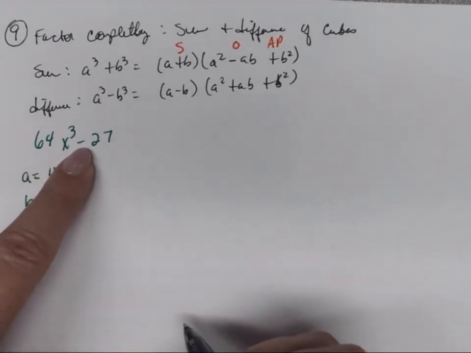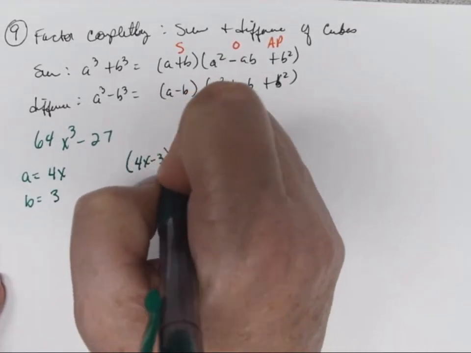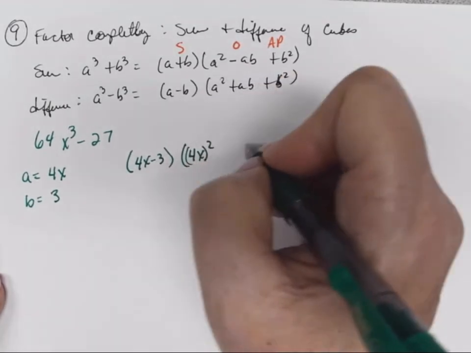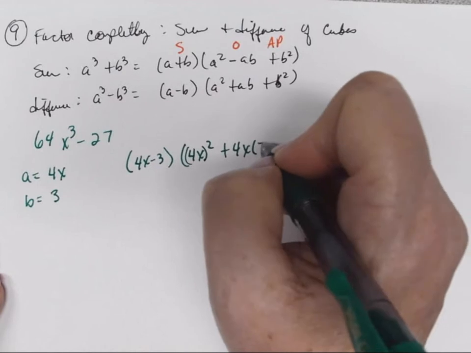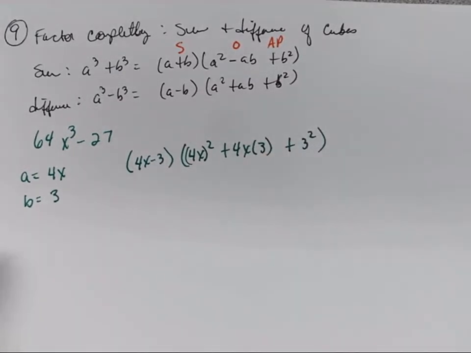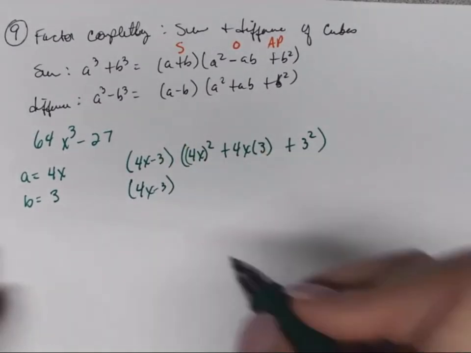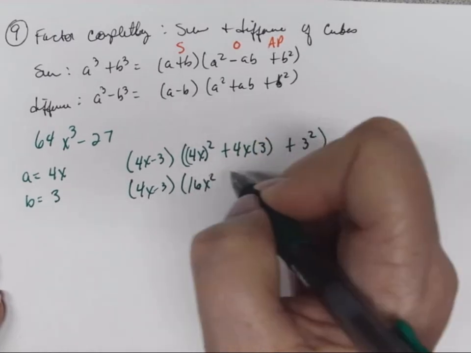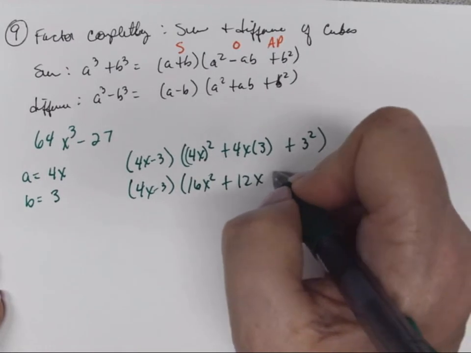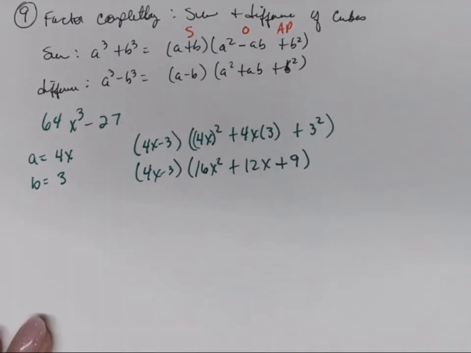Because this is a difference, I'm going to use that formula. And I'll have 4x minus 3 times 4x squared plus 4x times 3 plus 3 squared. So let's simplify this a little bit. 4x minus 3, 4x squared will get me 16x squared. 4x times 3 is 12x, and 3 squared will get me 9. And that's it. Let's go look at another example.